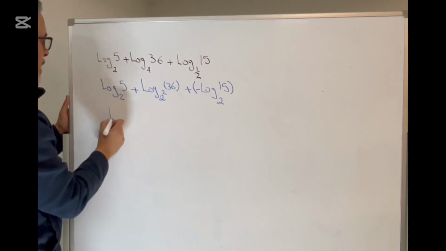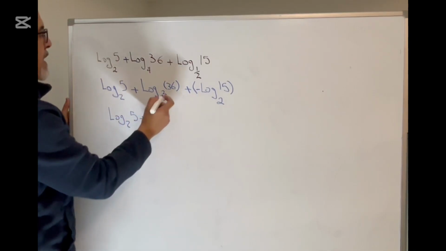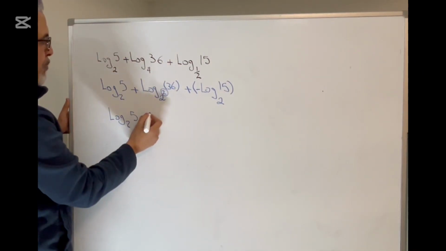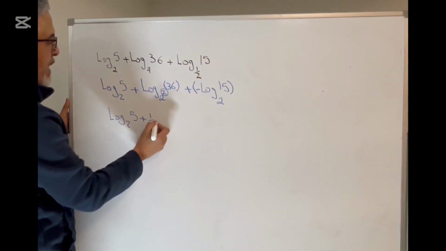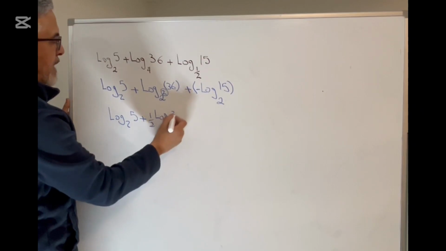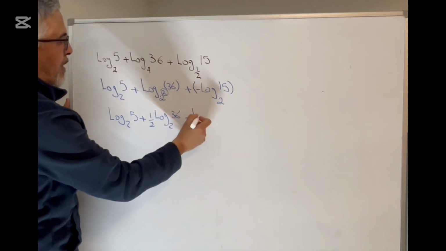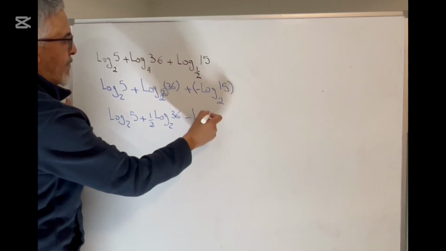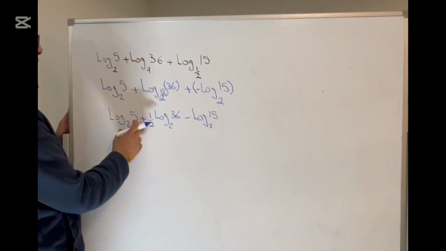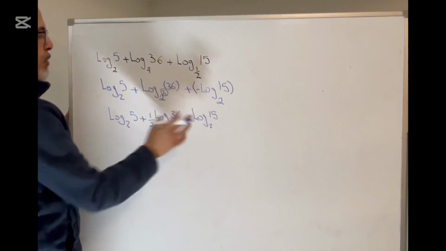Now this becomes log base 2 of 5 plus, and whenever you have an exponent on the base, you could take that 2 and just put it in front of the log. So it becomes 1/2 log base 2 of 36. Now plus and minus here just makes it minus log base 2 of 15. Now the log rules: whenever we're adding, we could change this to multiplication, and when we're subtracting, we could change it to division.